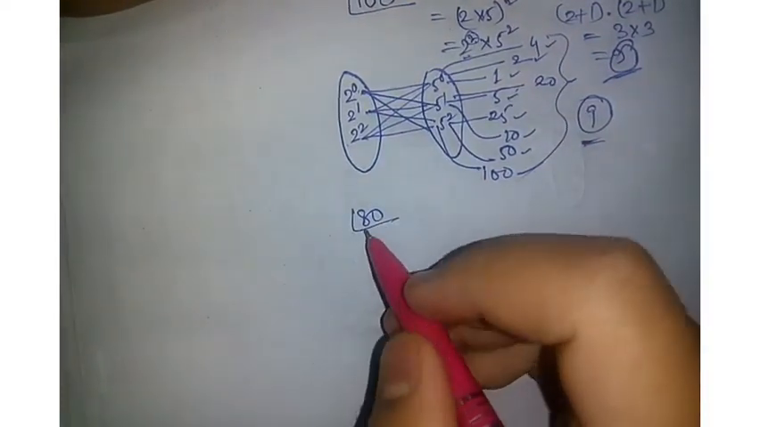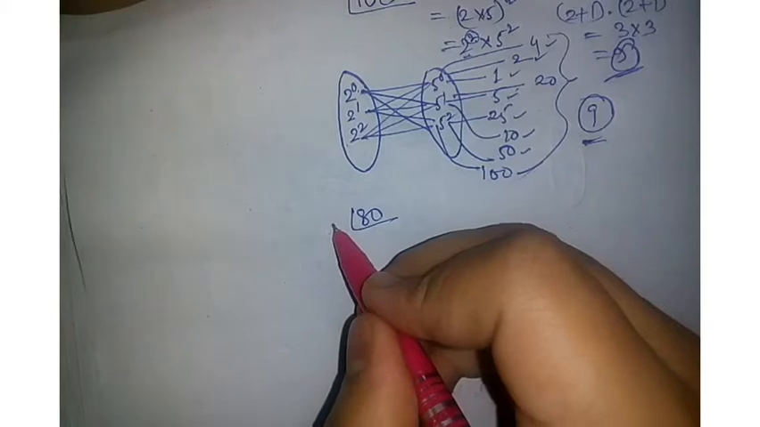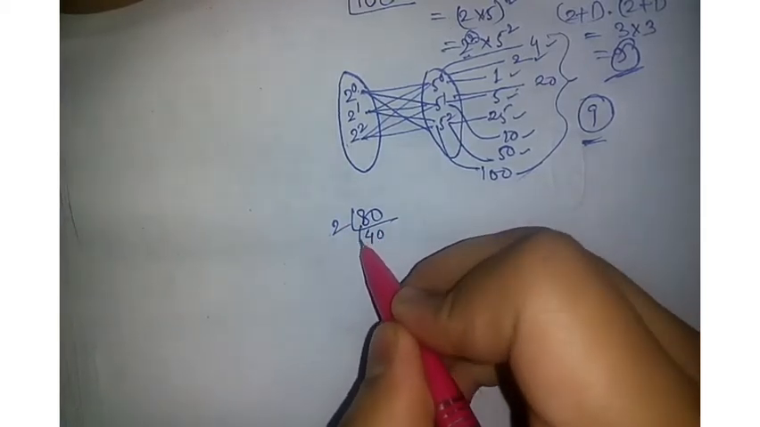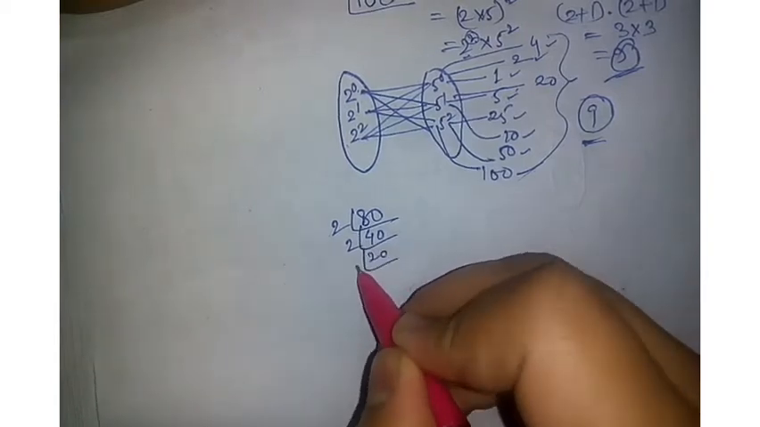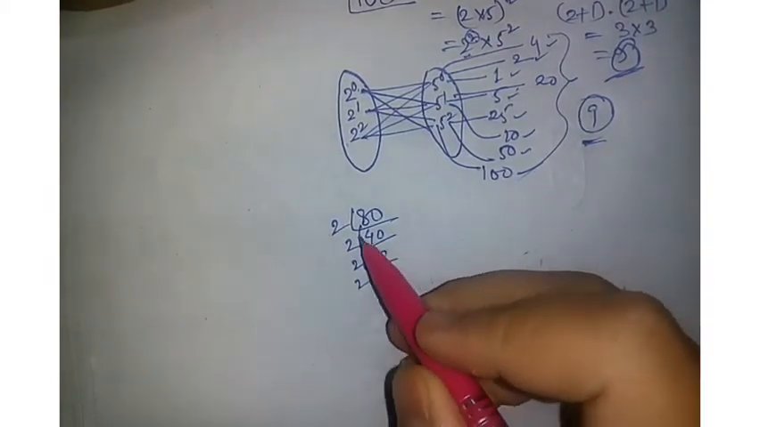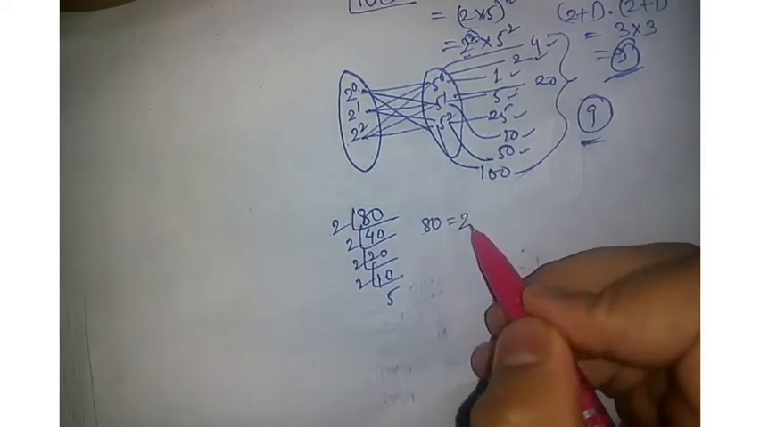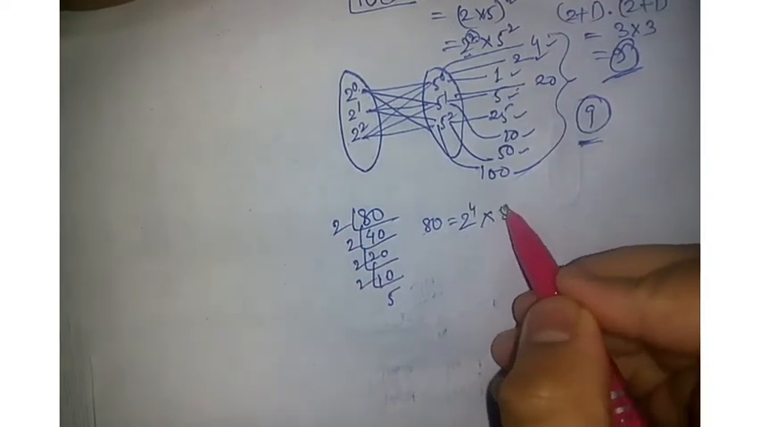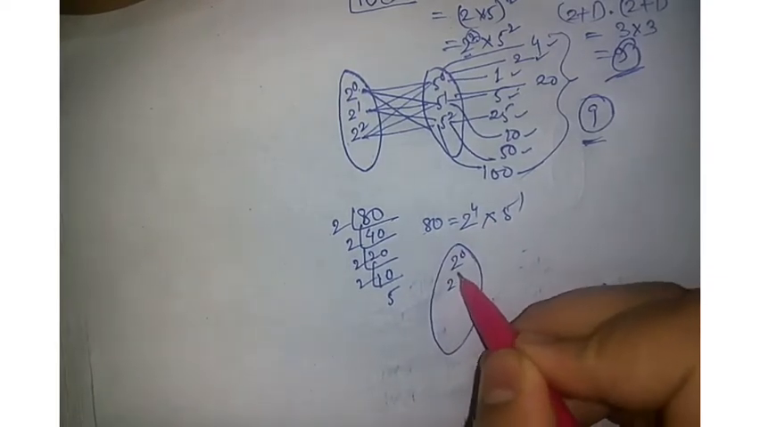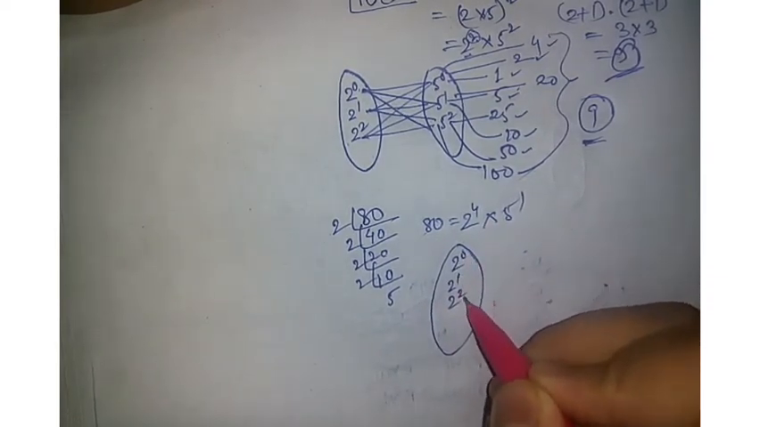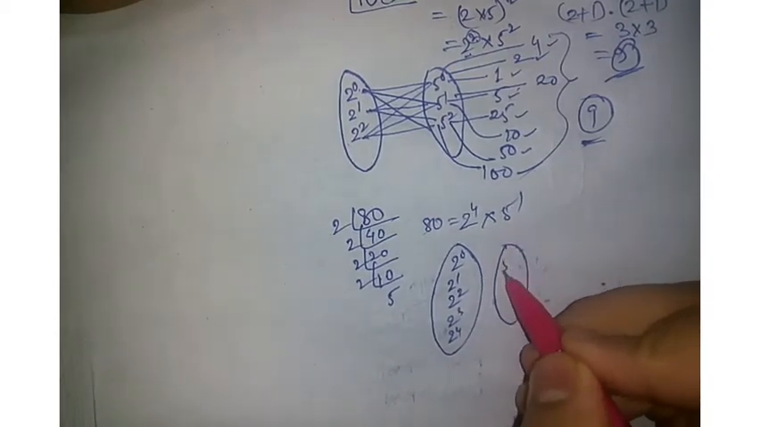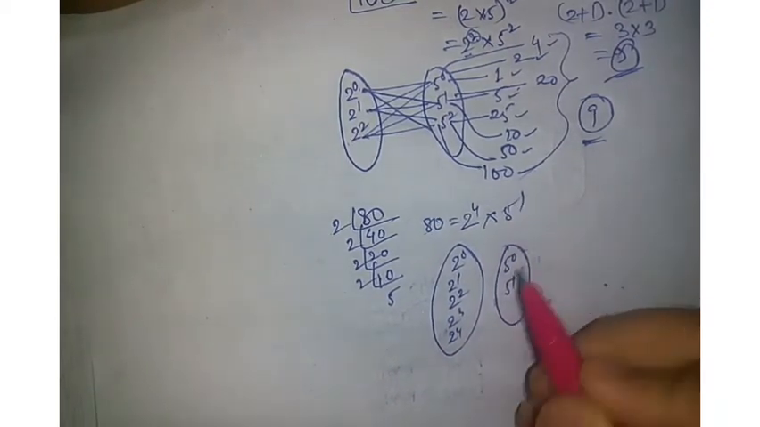So I have to do the prime factorization. If I divide it by 2, then I will get 40, 20, 10, 2, 5. So 80 can be written as 2 to the power 4 into 5 to the power 1. So I will start from 0 and move to 4: 0, 1, 2, 3, 4. And similarly for 5, I will start from 0 and move to this point.